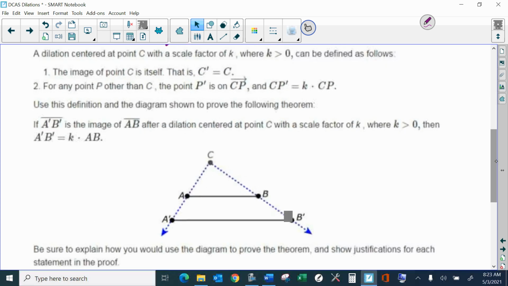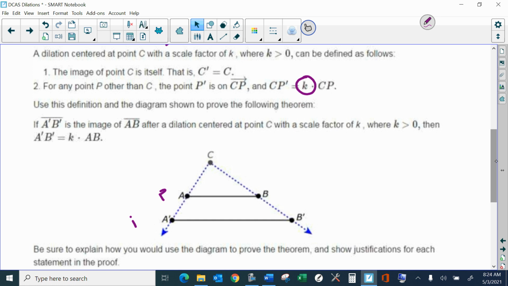Dilation centered at C. We can see that because lines going through corresponding points intersect at C. Scale factor of K, where K is greater than 0, so that's an enlargement, which you can tell because that's the image here, and that's the pre-image there, and it's image over pre-image. Okay, for any point P on CP, the point P prime is on ray CP, and CP prime equals K times CP. That's what the scale factor K is.